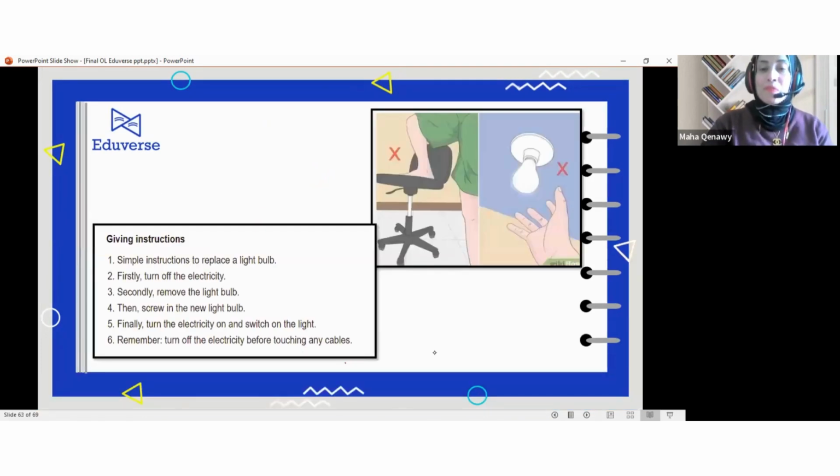That's right. Remember giving instructions? How can I give an instruction? In a topic like this, changing the light bulb: turn off the electricity, remove the light bulb, screw in the new light bulb, turn the electricity on, switch on the light. Remember, turn off. These are forms of giving instructions. They are like commands, orders, simply giving instructions.